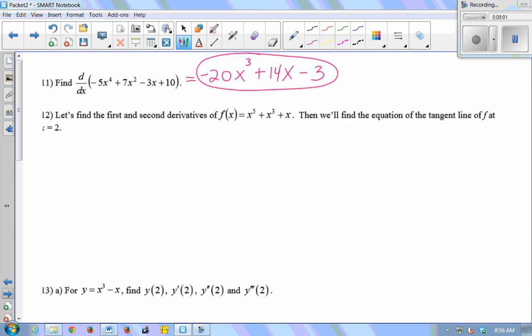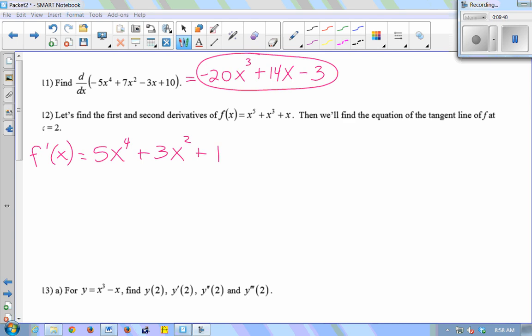All right, so in your groups, I want you to find the first and second derivatives of f, and then we'll come back together to find the equation of the tangent line at x equals 2. All right, f prime of x. x to the fifth plus x cubed plus x is f. If I want to take the derivative, I'm going to apply the power rule to each term. So I'm going to get 5x to the fourth, take my exponent, put it in front, reduce the exponent by 1, and then the derivative of x cubed would be 3x squared, and the derivative of x would be 1.